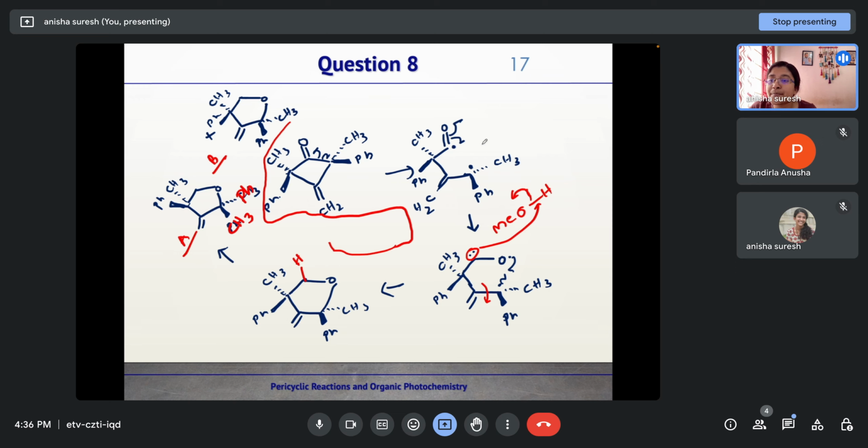Methanol proton will be abstracted by the anion. It is anion. Anion will be attracted towards the positive charge, electrophiles. So the methanol proton will be abstracted and we will get this. Here two hydrogens will be there. Okay, initially one hydrogen will be there. Is this clear?